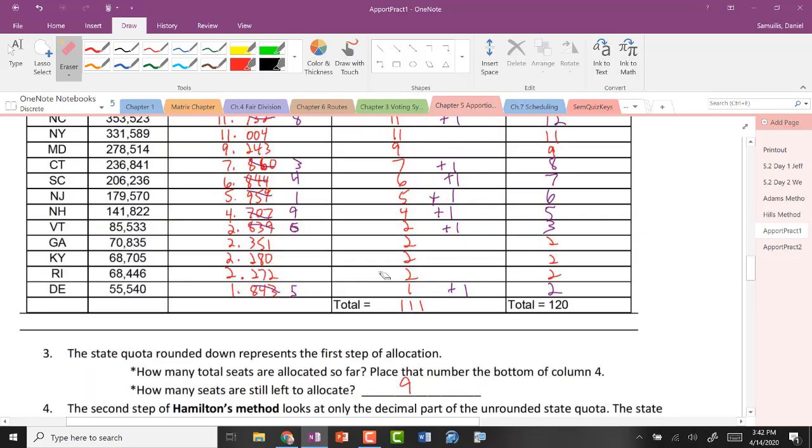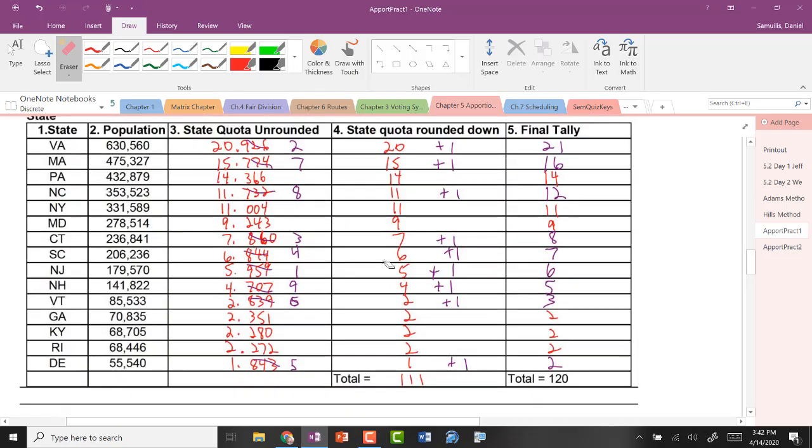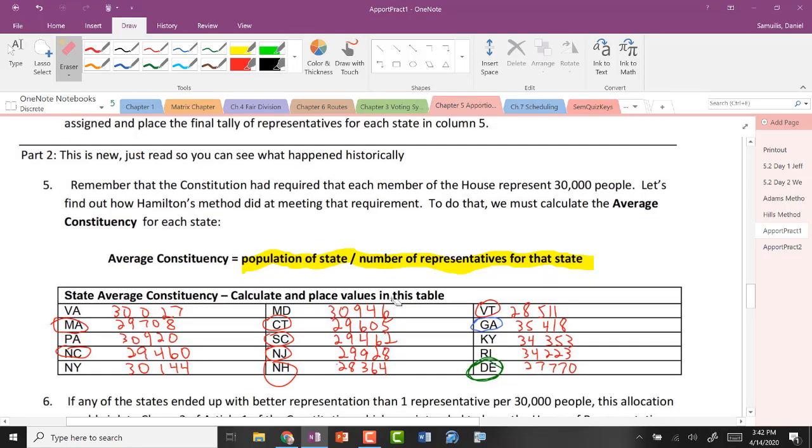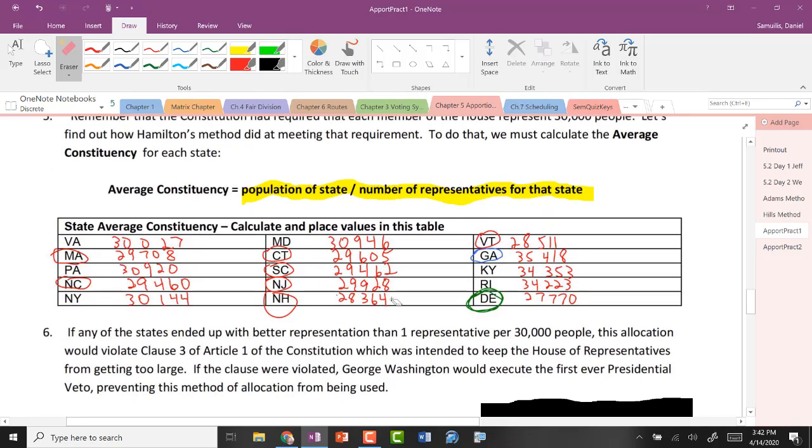So take the population divided by how many representatives there are, and this is what we see as the average state constituencies for each one. And this was a problem. This is exactly what George Washington did not want to have happen: over-representation. This is really good.